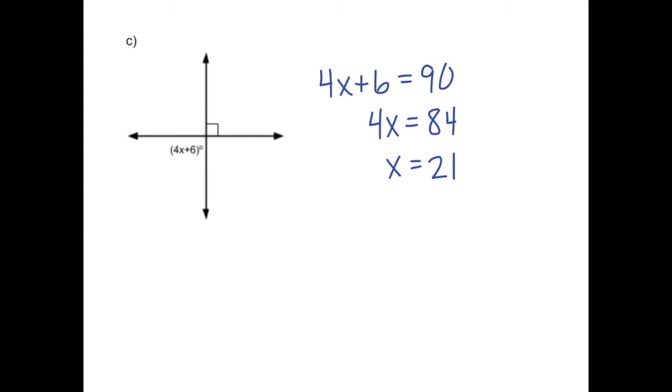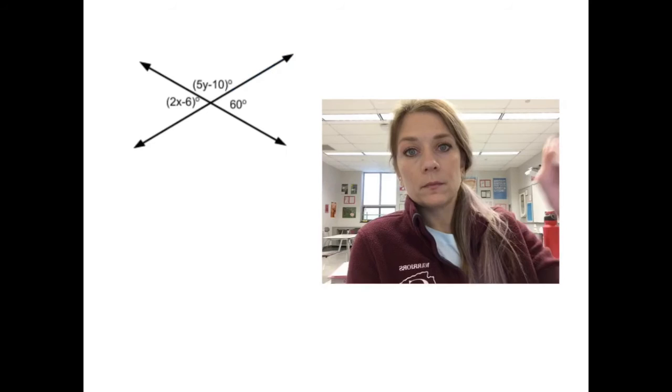Hopefully we're starting to see over and over again just some repetition with these vertical angles. 4x plus 6 will equal 90 by vertical angles here, and we just solve by subtracting 6 and then dividing by 4. So x equals 21. I'm not finding the measure of the angle because that's clearly going to be 90 by the theorem about vertical angles being congruent. We're more interested in just that value for x.